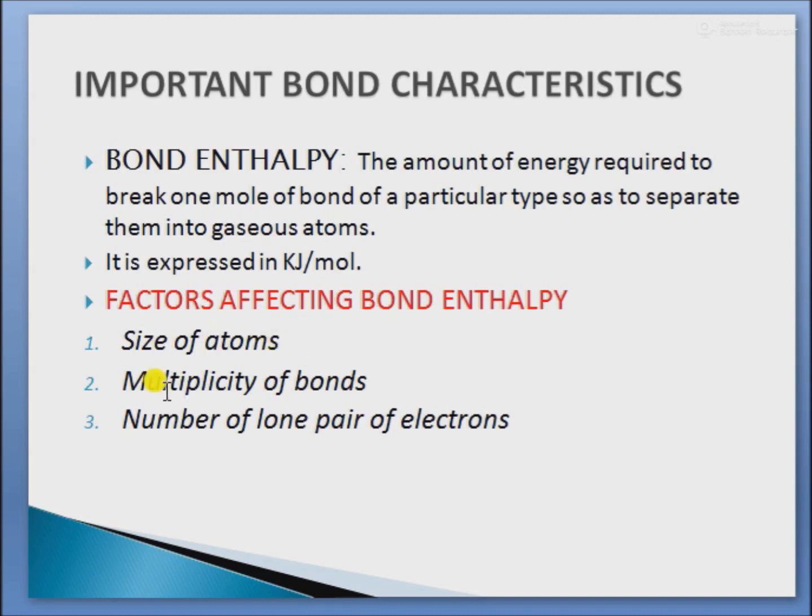And next is the multiplicity of the bond. For the bond between the same two atoms, greater is the multiplicity of the bond, greater is the bond dissociation enthalpy. This is firstly because atoms come closer, and secondly the number of bonds to be broken is more. For example, bond dissociation enthalpies of H2, O2 and N2.